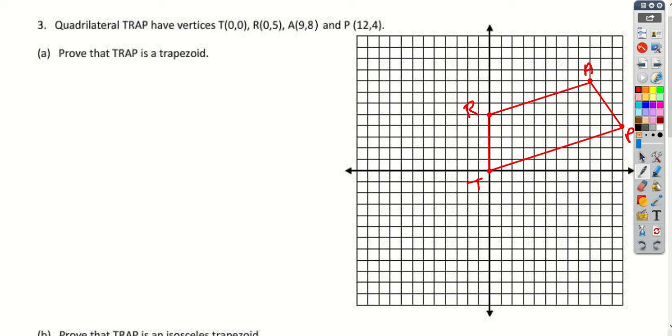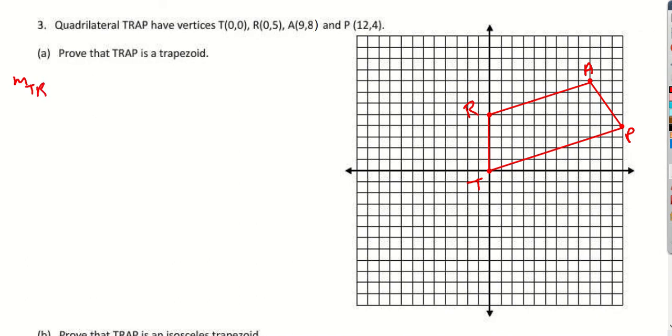All right, so the slope of TR. We're going to do the same thing, y's first. So 5 minus 0 over 0 minus 0. So this turns out to be 5 over 0. And actually, this is undefined. You can't divide by 0, people. Okay? Then we're going to do the next one, which is the slope of RA.